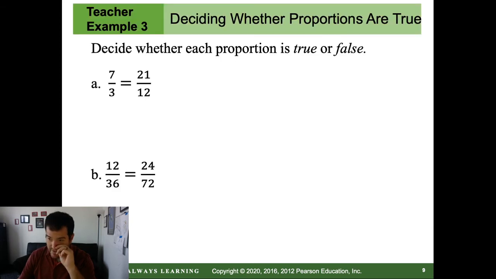Okay, so here we have two proportions. So we have 7/3 equals 21/12. Decide whether it is true or false. And how we do this is we use something called cross multiplication.